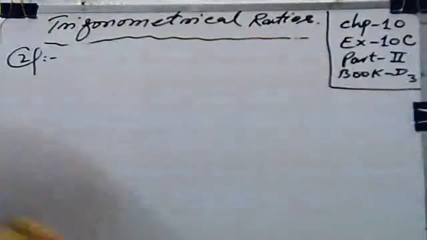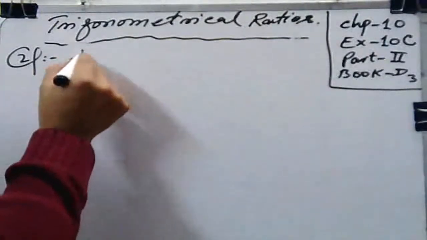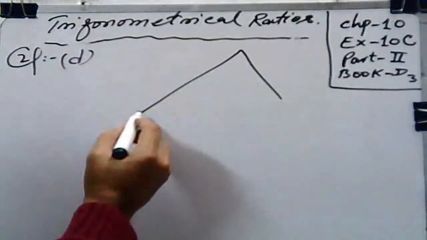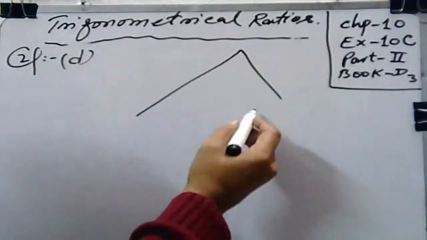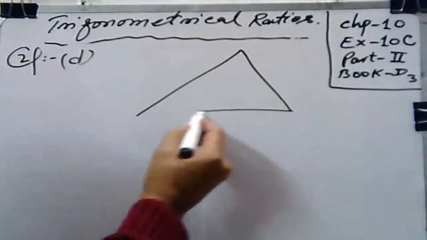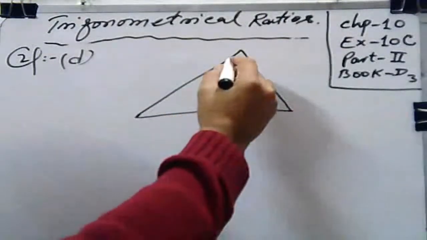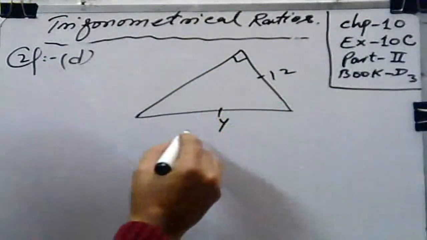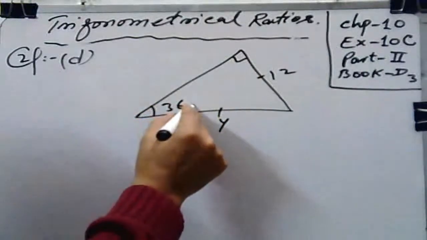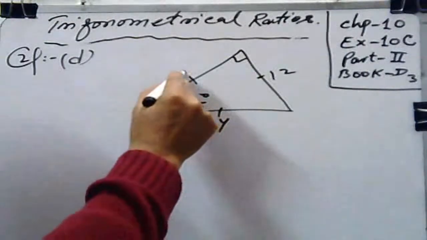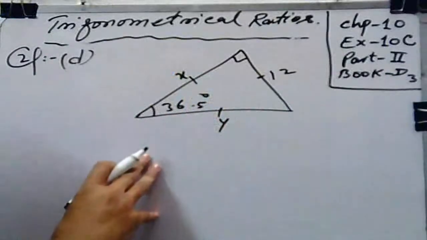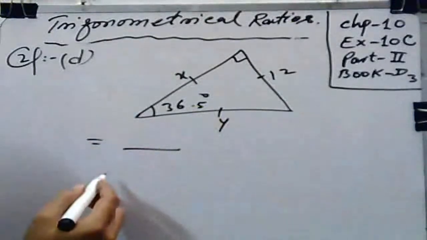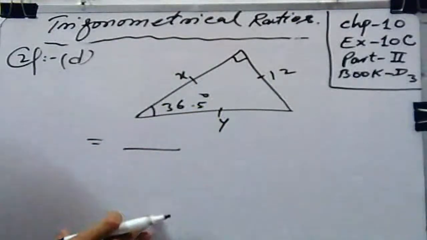Now coming to the D part, you can see another figure is given to you. That is your D. You can see the given triangle is like this. So after drawing this triangle, you can see here is your 90, that is your 12, that is your y. This angle is 36.5 degree. Here is your x.